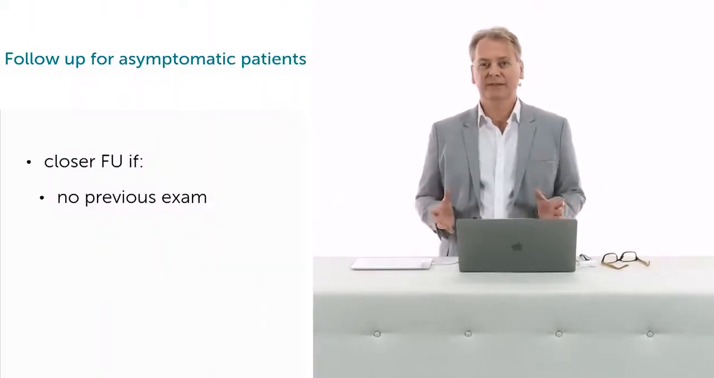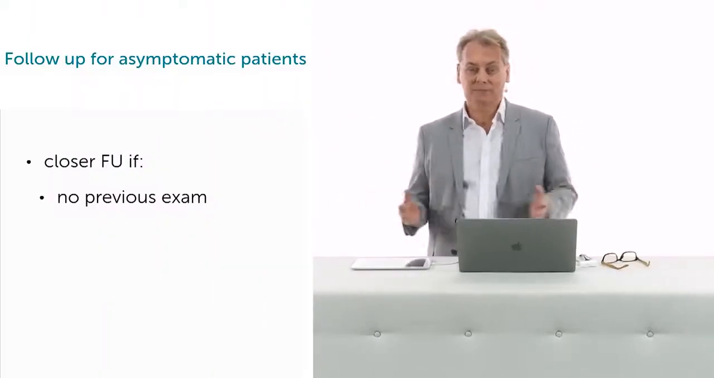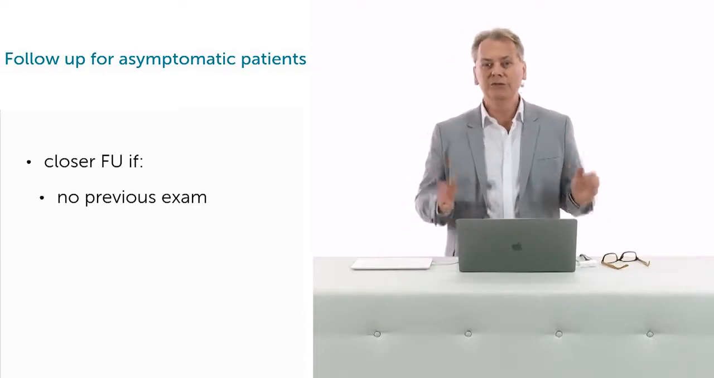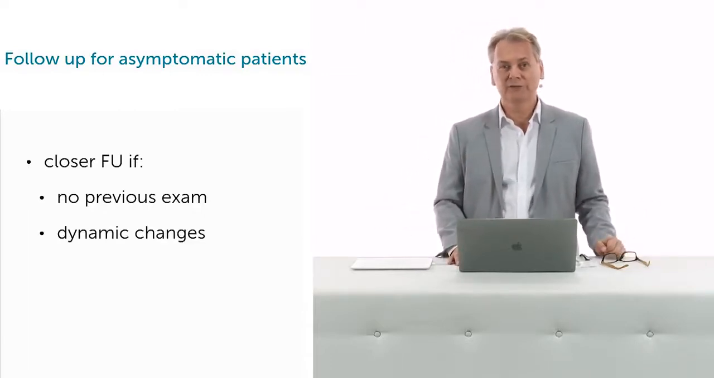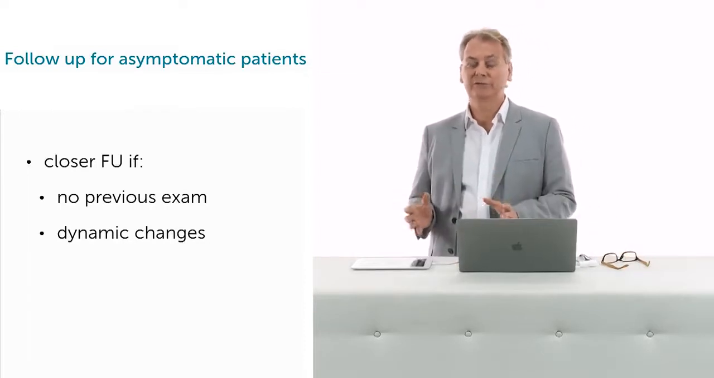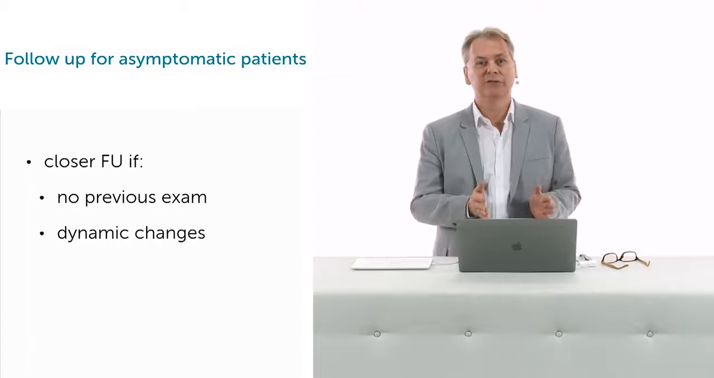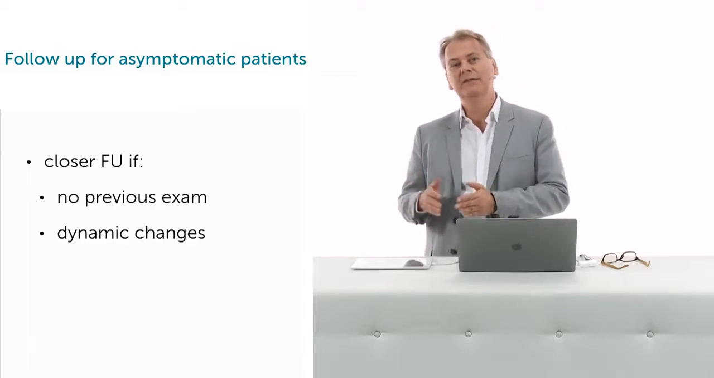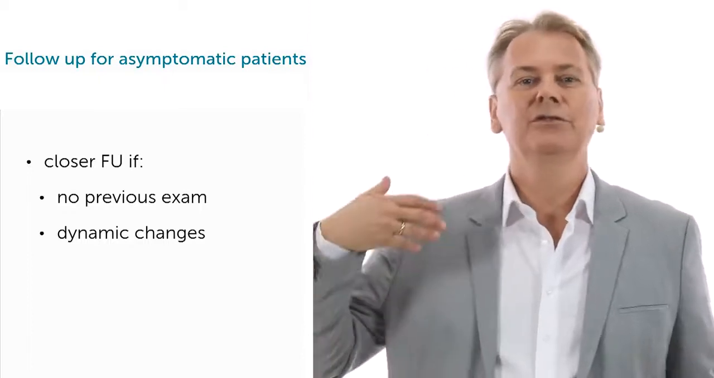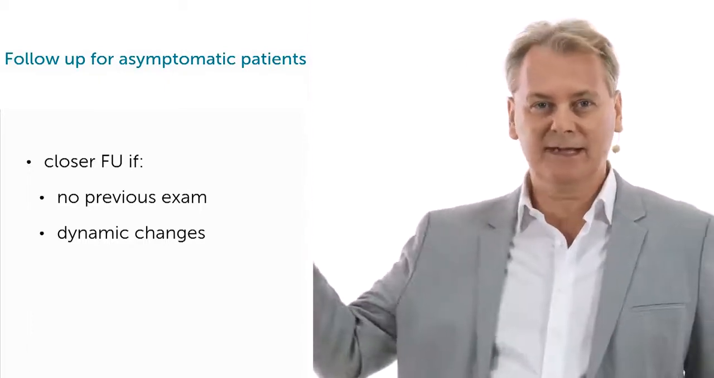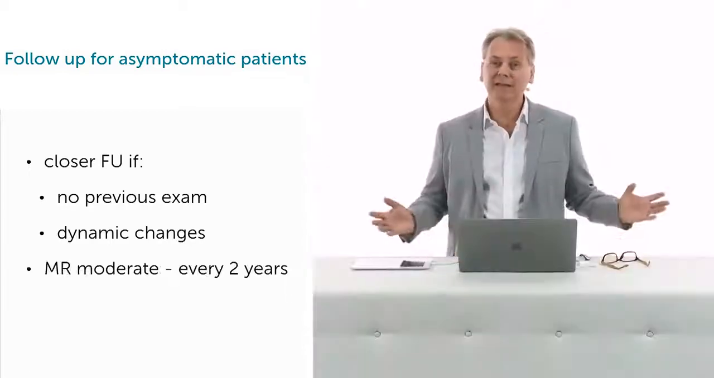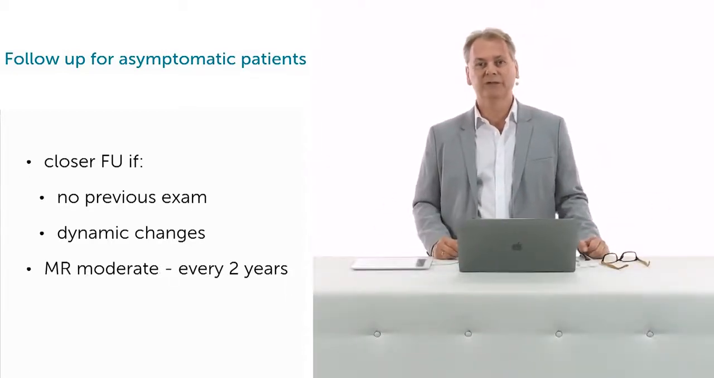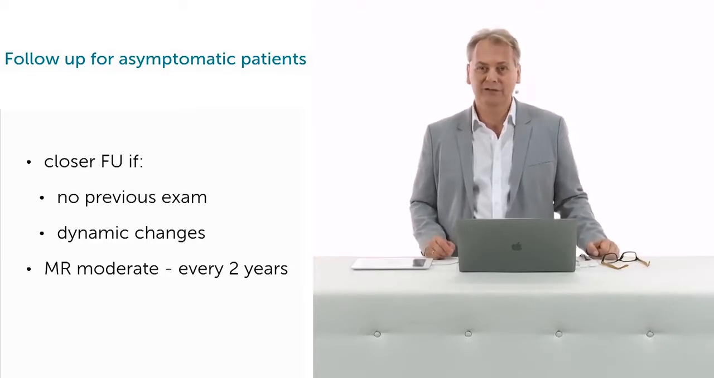But remember that the intervals at which you see the patients should be fairly flexible. For example, if you don't have a previous exam and you don't know how rapidly someone might be deteriorating, it's good to use shorter intervals. And the same holds true if a patient does show some dynamic change. For example, if at exam A he has a certain size of the ventricle, and at exam B it is starting to increase, there I would probably use a shorter interval to see if this increase in the size of the ventricle is progressive. And finally, if a patient only has moderate mitral regurgitation, it might be enough if you see the patient only every 2 years.